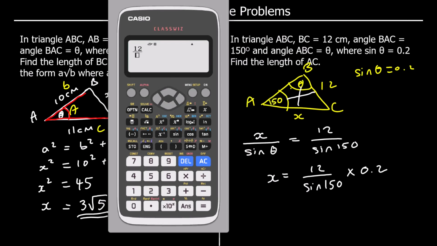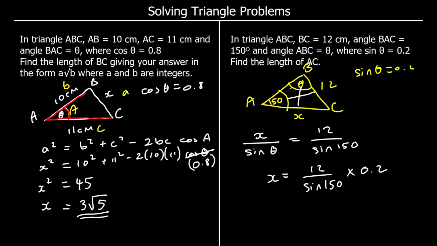So x is 12 over sine 150 times sine theta, which I'll just write as 0.2. So 12 over sine 150 times 0.2, and we've got 4.8.